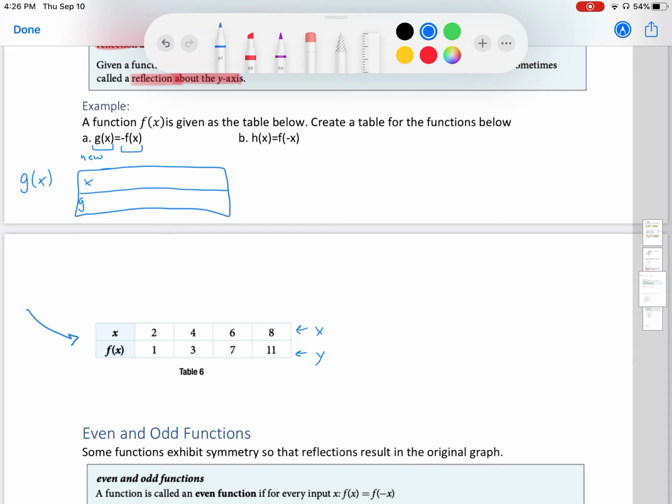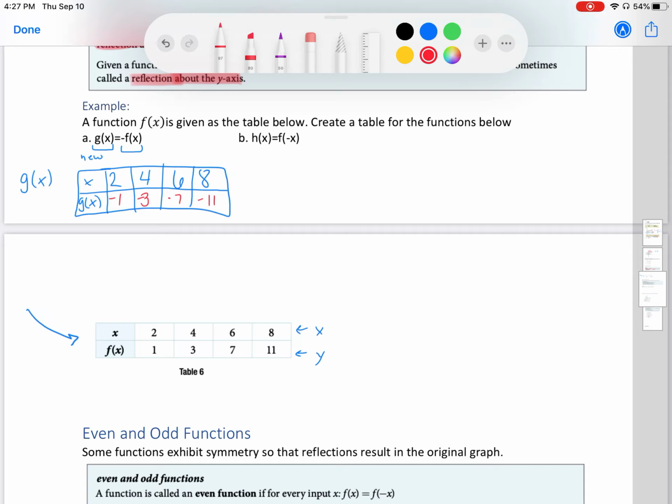Our chart for g of x will be like f of x, but my output would be multiplied by a negative. So on the top, I have the same x's: 2, 4, 6, 8. On the bottom, I want the negative, since the f of x is your output, your y. So that'd be negative 1, 3, negative 3, negative 7, negative 11. And that is our answer.